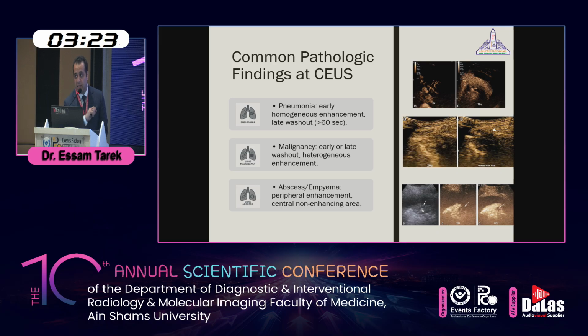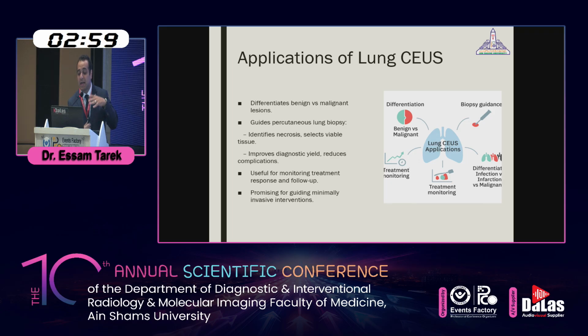For malignancy, as with any contrast-enhanced study, we have early washout with early homogeneous enhancement. For an abscess or empyema, we have ring enhancement. We have a peripheral enhancement, while the center will not enhance. Again, for the sake of time, I'm just going to mention the applications of lung contrast-enhanced ultrasound.